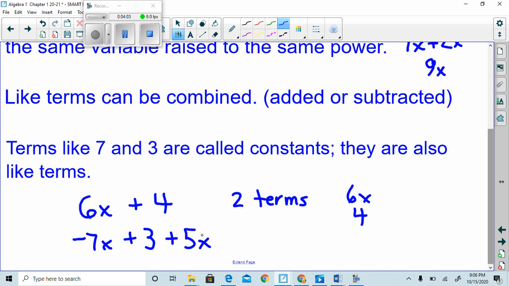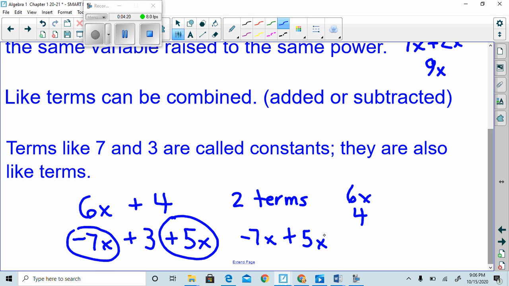At a first glance, this looks like an expression with three terms. However, it can be simplified. Because the first term and the last term are like terms, they can be combined. If I wanted to, I could use my commutative property and move this over. I could then use my associative property and add those first, and I get a -2x plus 3. So this expression, when simplified, has two terms. I have a constant of 3 and a coefficient of -2.